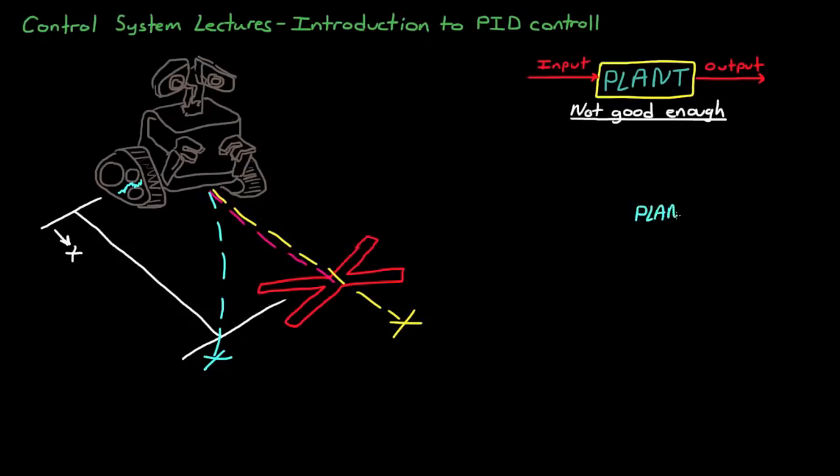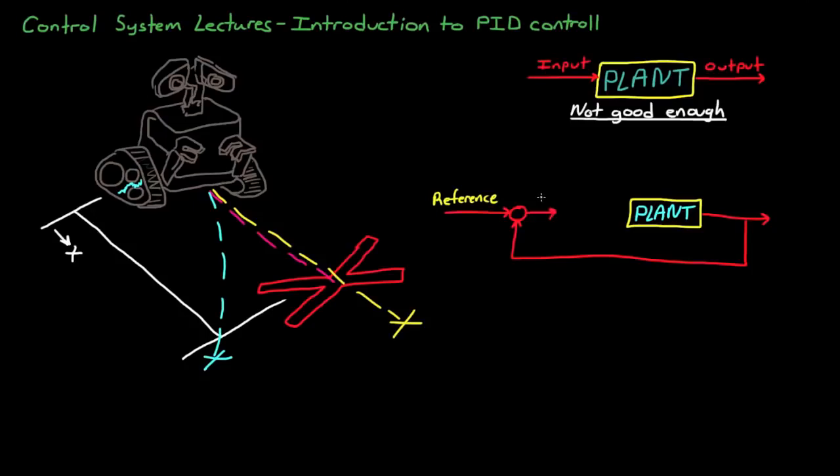Now the solution then is feedback control, which essentially means you're sensing the output of the plant and feeding it back so that the system can make adjustments accordingly. In a feedback system, there's a reference signal, and this is the desired value or the ultimate goal. You compare that to the measured value, and what you're left with is the error, or the delta between where you are and where you want to be.